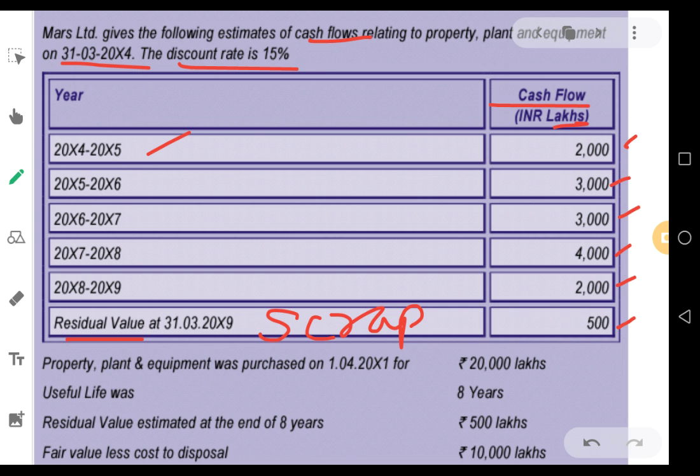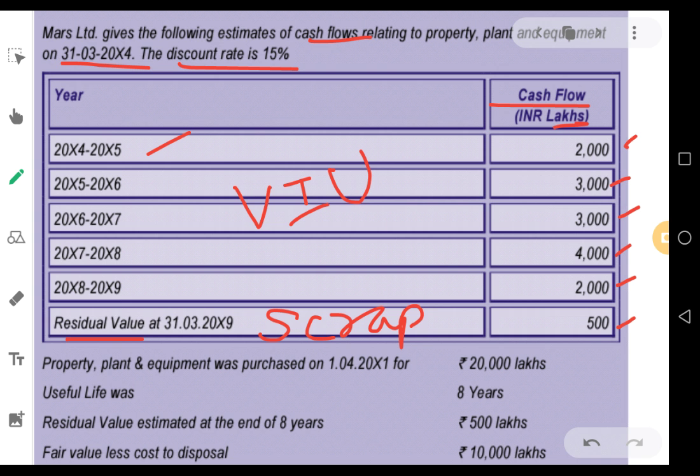So this particular information is useful for us to calculate value in use.